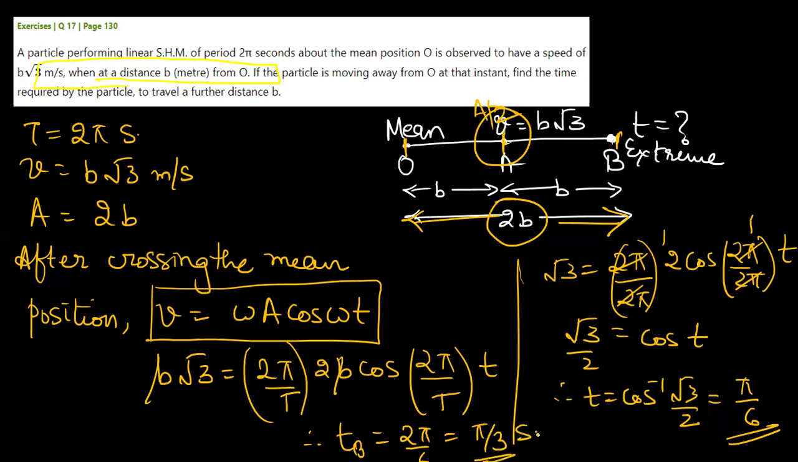I repeat once again, time taken to go from mean position to extreme position, right? But in between, there was half of amplitude at point A. Time taken from O to A is pi by 6. So time taken from A to B will be double of that. So that will be 2 pi by 6, that will be pi by 3.